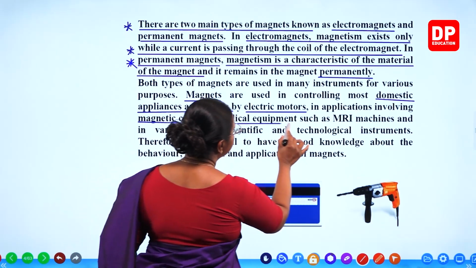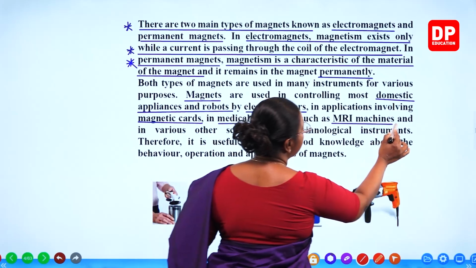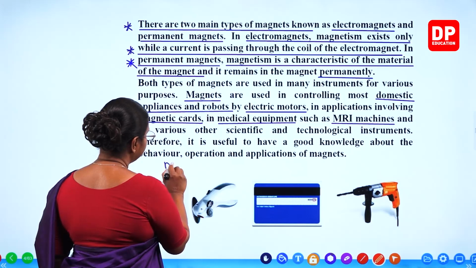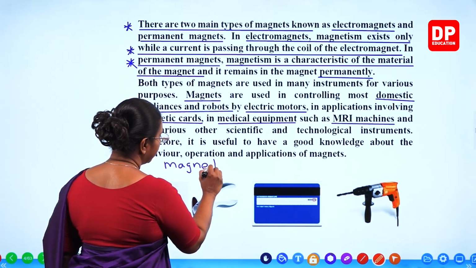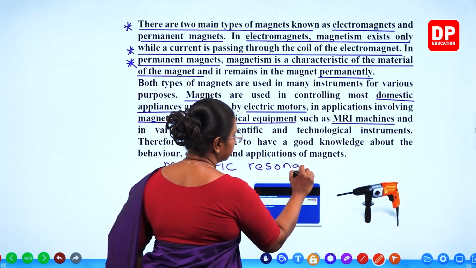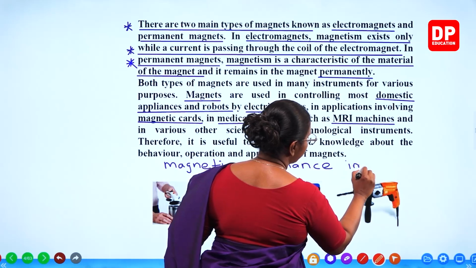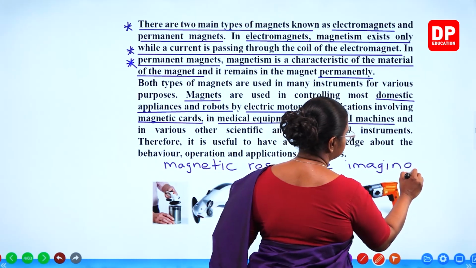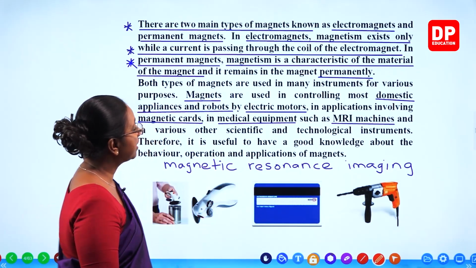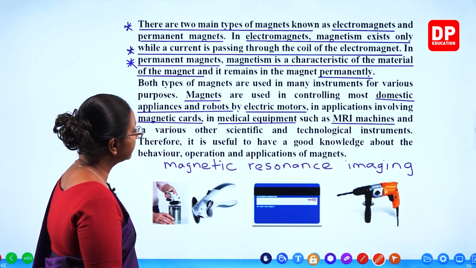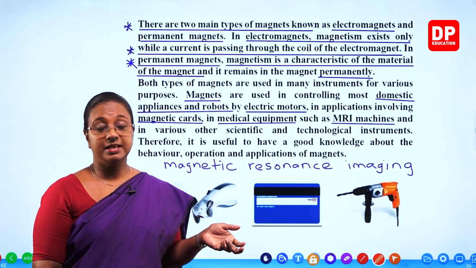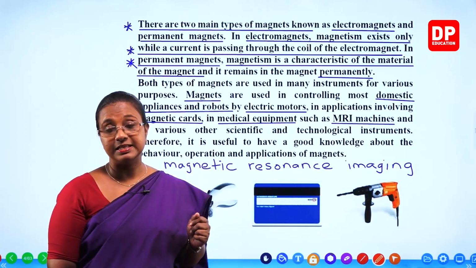Then there are medical equipment such as MRI machines. Now, when we say MRI machines, M stands for magnetic, R stands for resonance, and I stands for imaging. MRI means magnetic resonance imaging. So, MRI machines and various other scientific and technological instruments. There are many other techniques where we use magnetism.